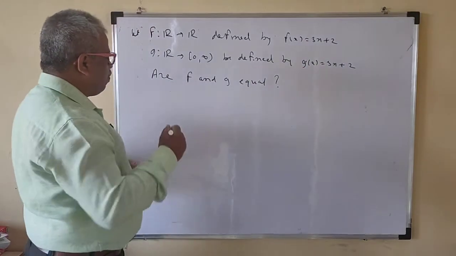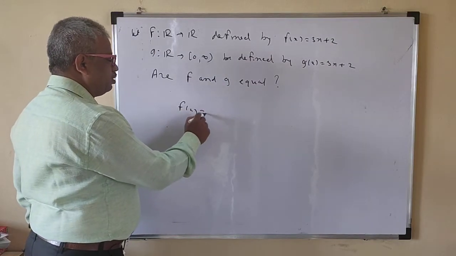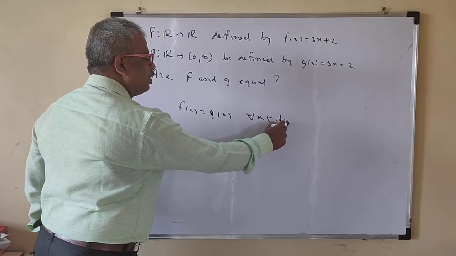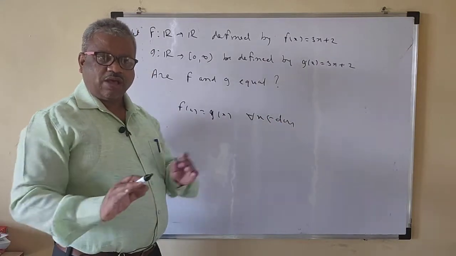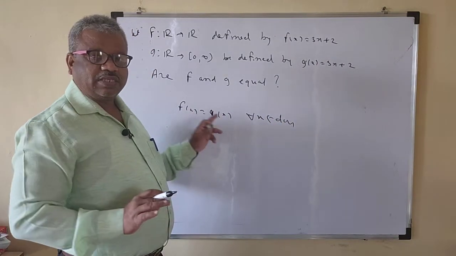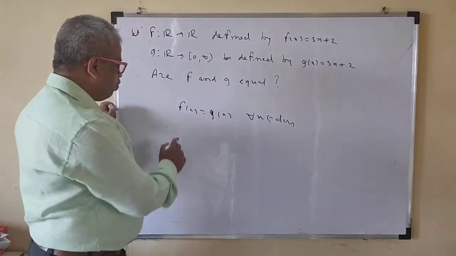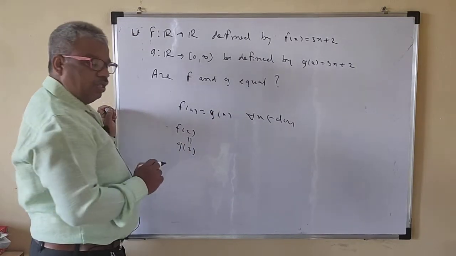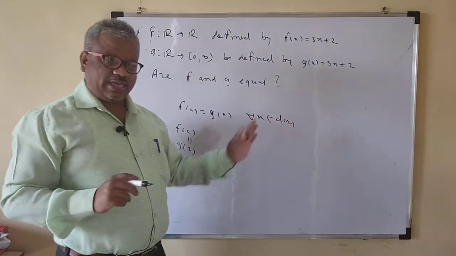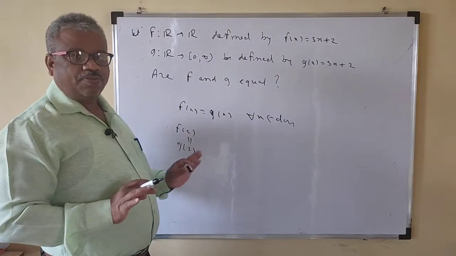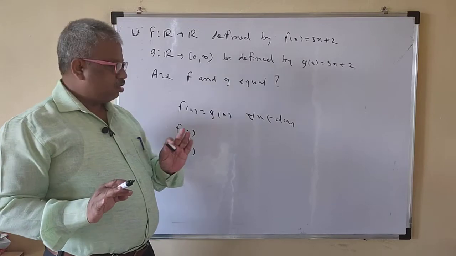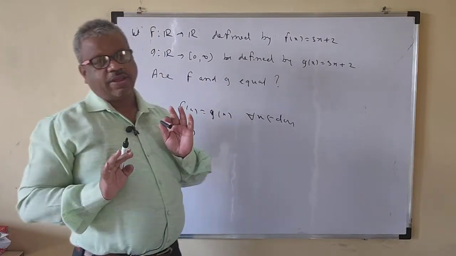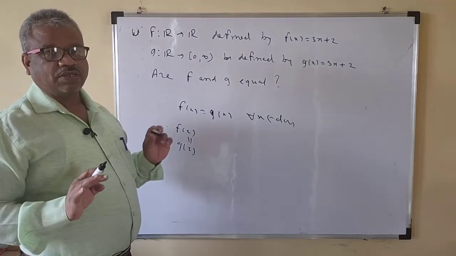Only f of x is the same as g of x for all x belonging to the domain. This is the condition. The formula may or may not be the same, but f of x is the same as g of x. That means if you find f of 2, then f of 2 and g of 2 should both be equal, for any x. For every point in the domain, f and g have the equal value. Then we say that the functions are equal.